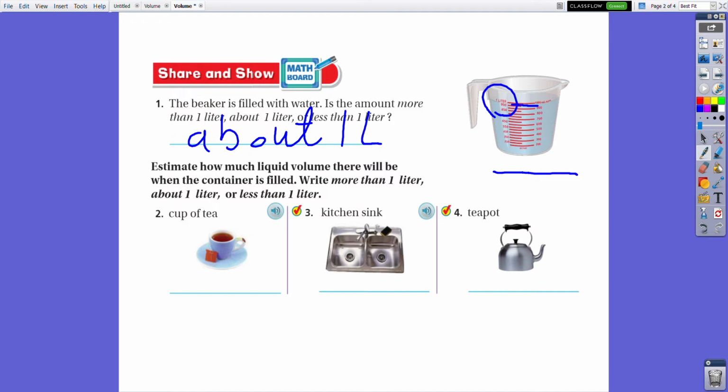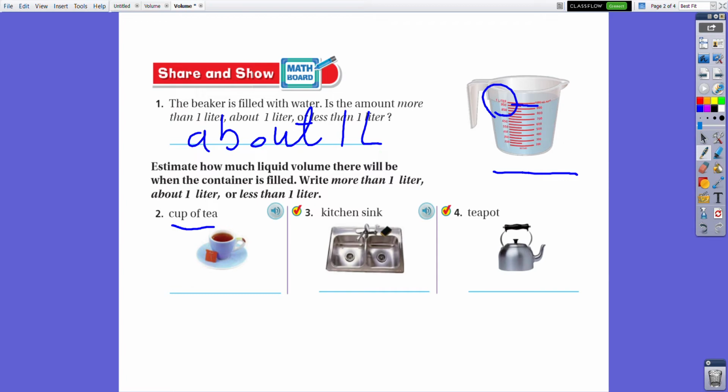Now look at the next question. Estimate how much liquid volume there will be when the container is filled. Write more than 1 liter, about 1 liter, or less than 1 liter. Look at number 2, cup of tea. Okay? So do you think this cup of tea holds more than 1 liter or less or about? It's a very small cup.